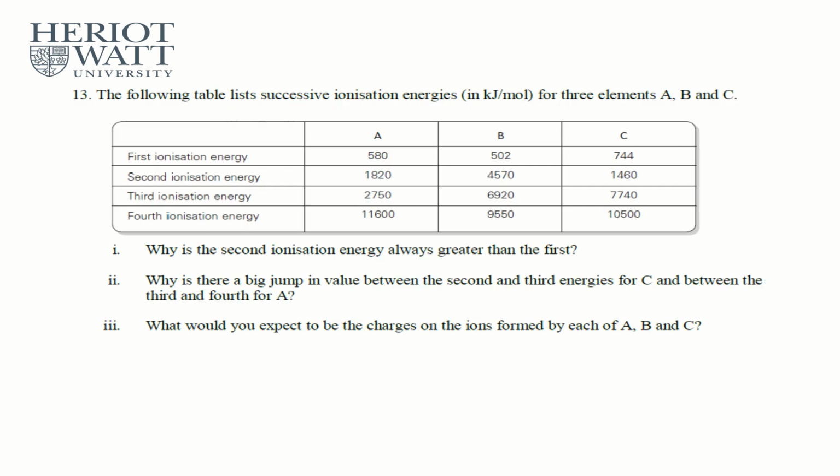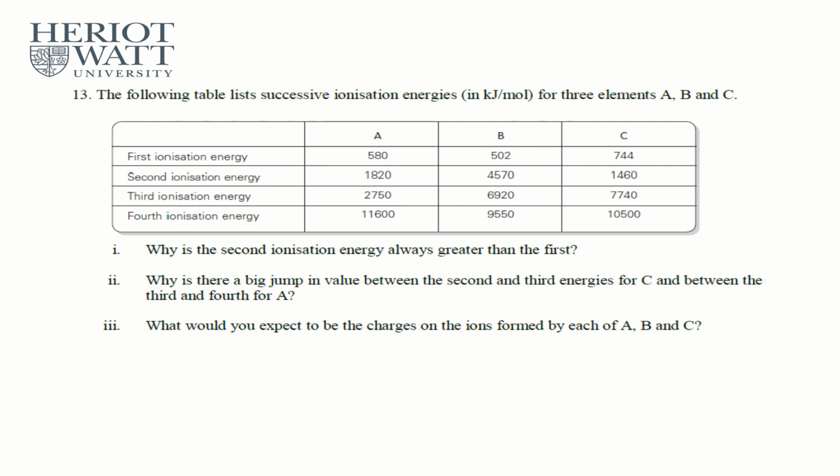Now, the following table lists successive ionization energies for three elements A, B, C. Why is the second ionization energy always greater than the first? Because second ionization energy involves the removal of an electron from a positively charged ion, which has a stronger core charge or nuclear charge.